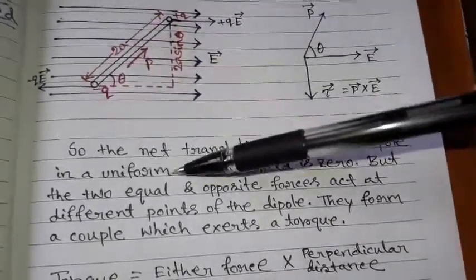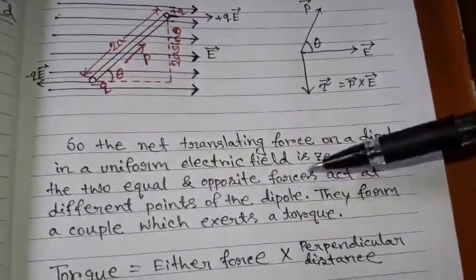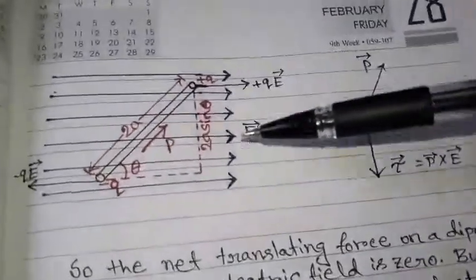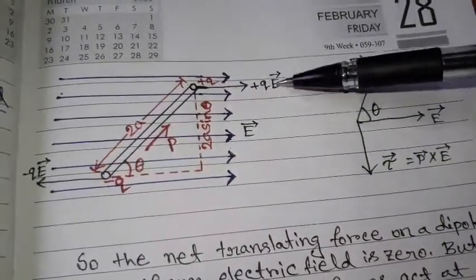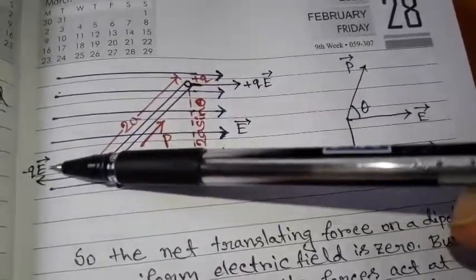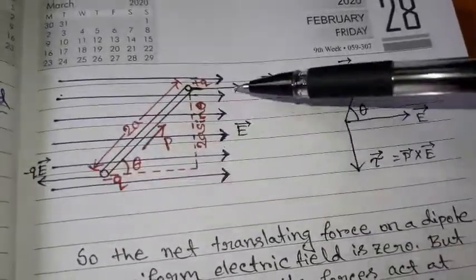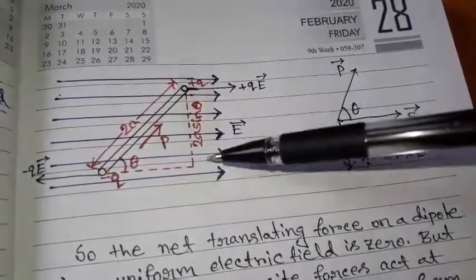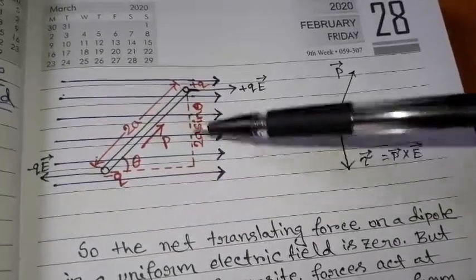But the two equal and opposite forces act at different points of the dipole. They form a couple which exerts a torque. Here in the diagram we see the force on charge plus q is plus q into E, and the force on charge minus q is minus q into E. These two forces are equal in magnitude but opposite in direction, and they act on different points of the dipole separated by a perpendicular distance 2a sine theta. So they will produce a torque on the dipole.